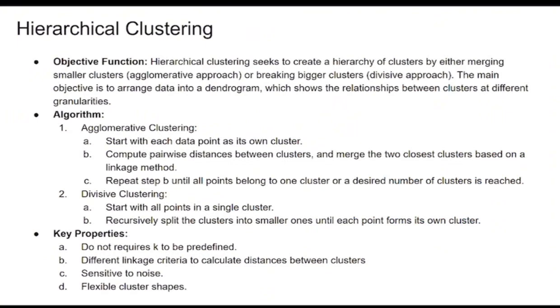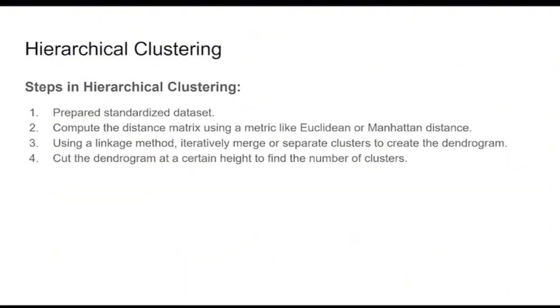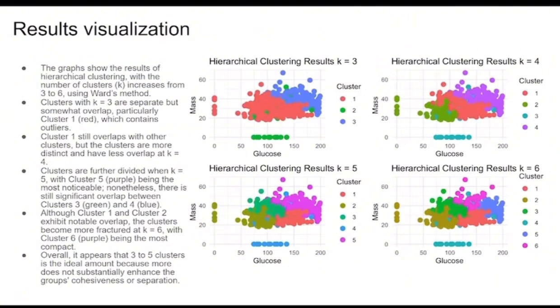And now we talk about hierarchical clustering. Hierarchical clustering offers a different perspective by building a dendrogram, which reveals relationships across varying levels of granularity. Using Ward's method, which minimizes variance within merged clusters, at k equal to 3 the clusters were distinct but slightly overlapping, and increasing to k equal to 5 or 6 further reduced the overlap but fragmented the clustering. The flexibility allows us to explore the dataset structure without predefining k.